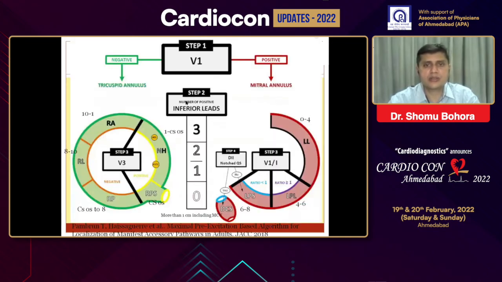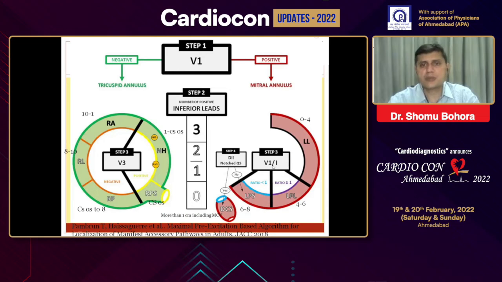But I would like to discuss the algorithm for localization given by Pambrun and Hassaguerre et al. Step 1 remains the same. If V1 is positive, it's the mitral annulus; V1 negative, tricuspid annulus. If V1 is positive and you think it's left-sided, then step 2 is how many inferior leads are positive. If all three are positive, that is 2, 3, aVF, then it is a superior or left lateral pathway. If one or two are negative, it becomes a posterolateral area, and if all are negative, it becomes a posteroseptal or posterior pathway.